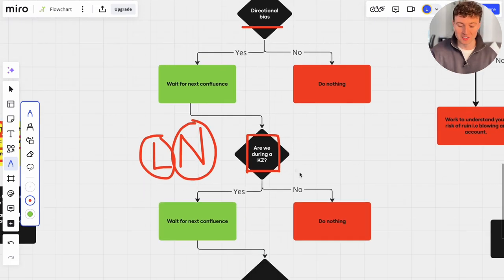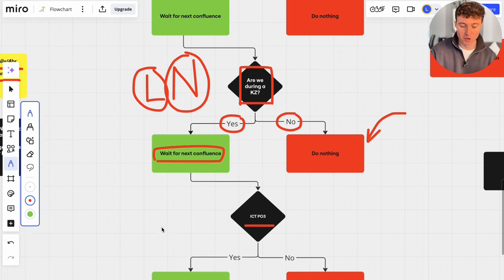And so if the answer is no and we are not during a kill zone, then we should be doing absolutely nothing. If the answer is yes and we are during a kill zone, then great, we can start looking for a potential trade. However, we still need to wait for the next confluence.